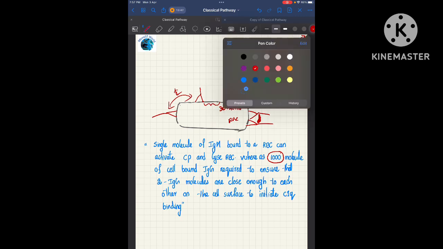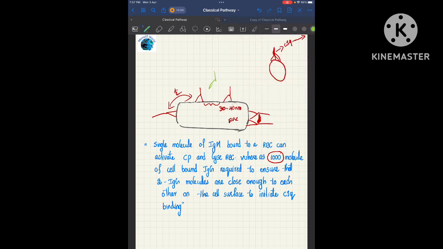In that case, it is ideal for the binding of a C1 macromolecule, because we know that C1 is large. In order to accommodate the C1 molecule correctly, so that the C1 molecule can bind to the Fc portion of this antibody. As I discussed before, a single C1 should bind with a minimum of 2 Fc portions for effective complement activation. So in order to achieve that, these two antibodies should be placed at a distance between them of 30 to 40 nanometer.